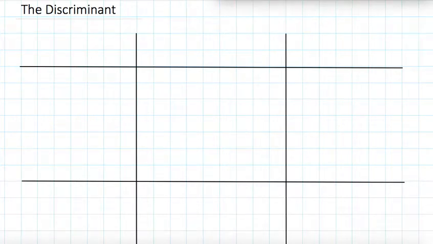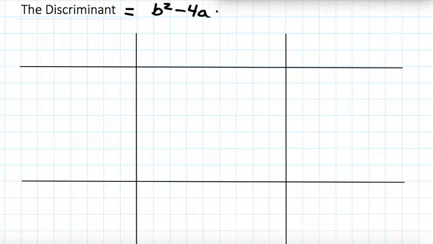In this video, we're going to calculate something called the discriminant, and we're going to see what the discriminant tells us about the solutions for a quadratic equation. So the discriminant is the part of the quadratic formula that is under the square root. So the discriminant is equal to b squared minus 4ac.